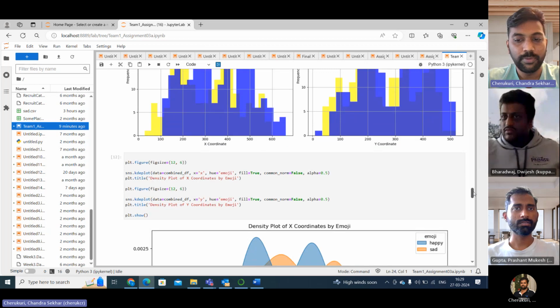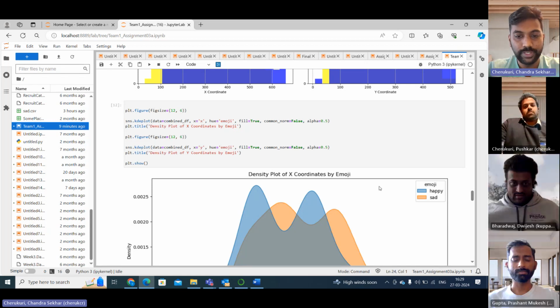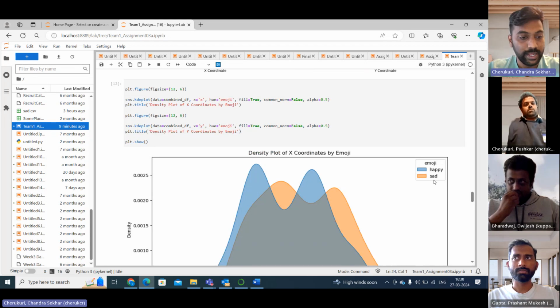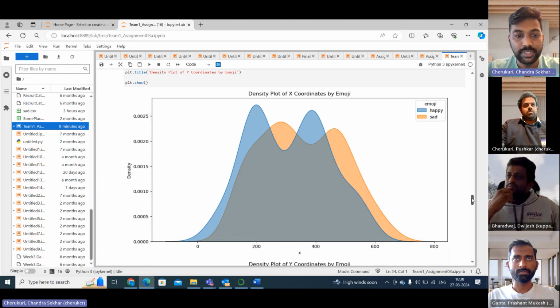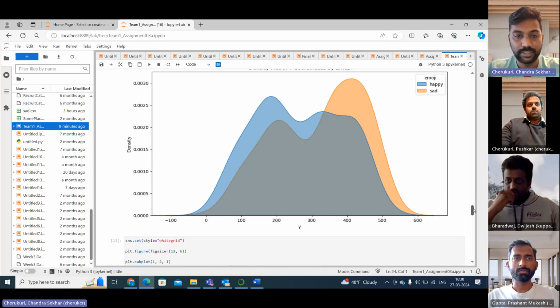Coming to the density plot exploration. Density plots were another tool we used for the visualization of the happy and the sad faces, similar to what my teammates explained about histograms. This helps us understand the distribution of data in a smoother way for the happy and the sad faces, and helps us identify the density of data points in different areas of our plots. Here you see in the x and y coordinates, it shows us the density of the emojis for the x coordinates as well as the y coordinates.